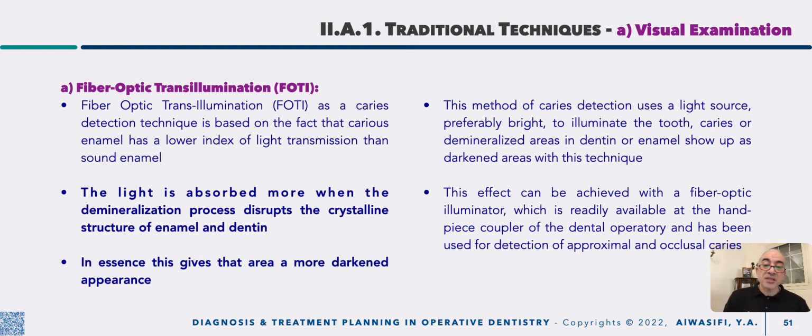This method of caries detection uses a light source, preferably a very bright one, to illuminate your tooth. Caries or a demineralized area in dentine or enamel will show up as a darkened area with this technique. This effect can be achieved with a fiber optic illuminator, which is readily available at the handpiece coupler of your dental operator, in normal dental units, and has been used for detection of approximal and occlusal surfaces as well.